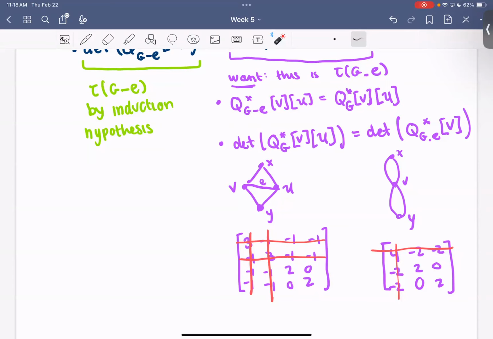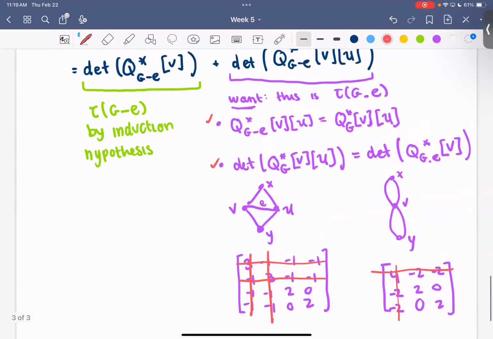So I guess what stayed the same? We didn't change the degree of X or Y, we left those vertices alone. They have the same degree and they have the same number of edges to the vertices that are not U and V, which are the relevant ones to the matrix that we're looking at, right? So these entries will stay the same because they maintain the same degrees, and the number of edges to vertices other than V and U will stay the same. Okay, are we good? Does this make sense? So we verified both of these claims.